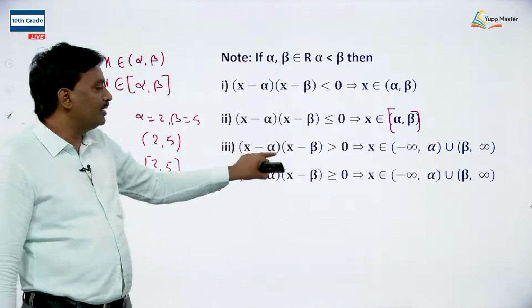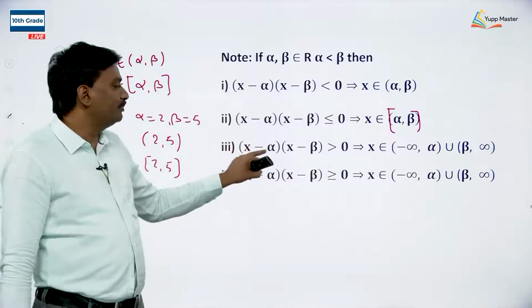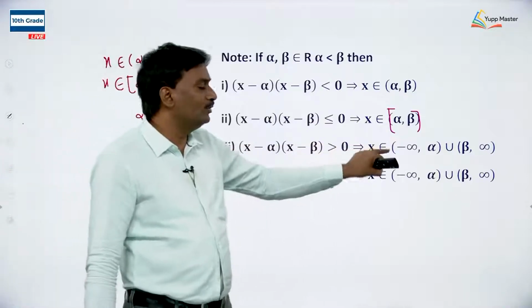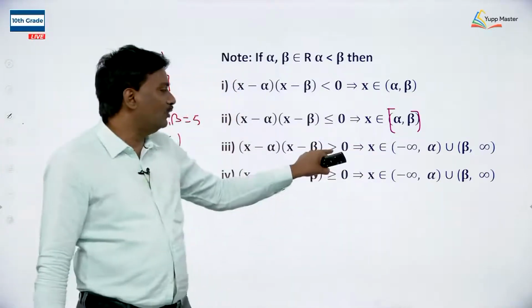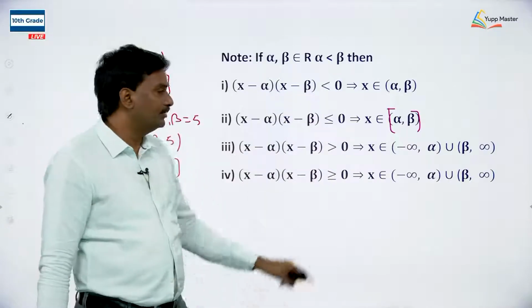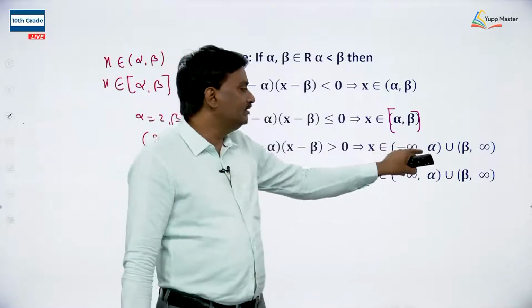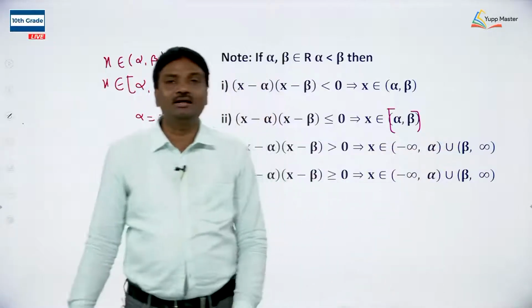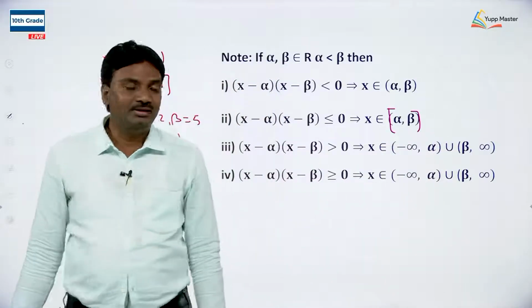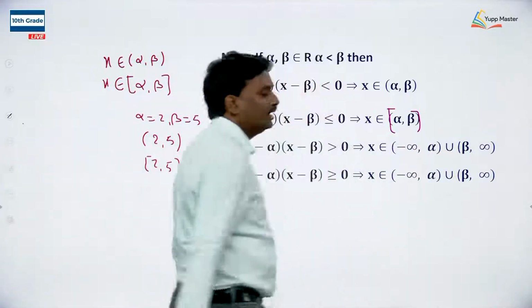So, if we have (x minus alpha)(x minus beta) greater than 0, here we have strictly greater than 0, whereas earlier we had strictly less than 0. In this case we can take the values of x between minus infinity comma alpha or beta comma infinity.